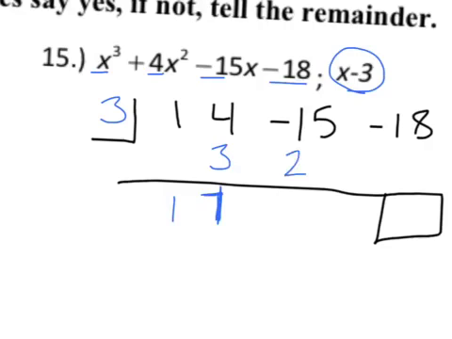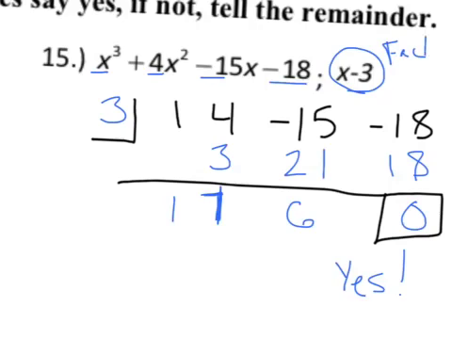Multiply. 3 times 7 is 21. Add. I get 6. 3 times 6 is 18. Add them. I get 0. Since I got 0, the answer to the question is yes. It is a root, or I'm sorry, it is a factor this time. X minus 3 would be the factor. 3 would be the root. But all you really need to answer to the question is yes.